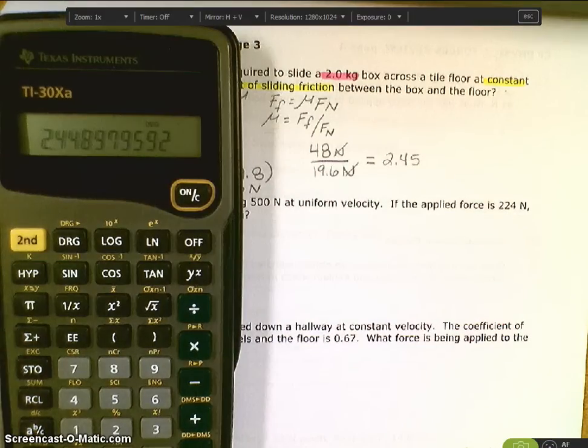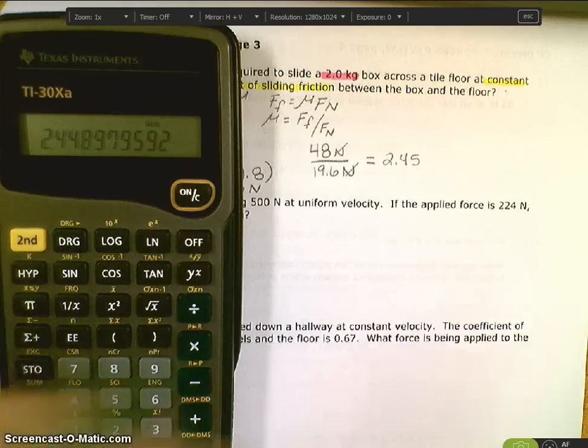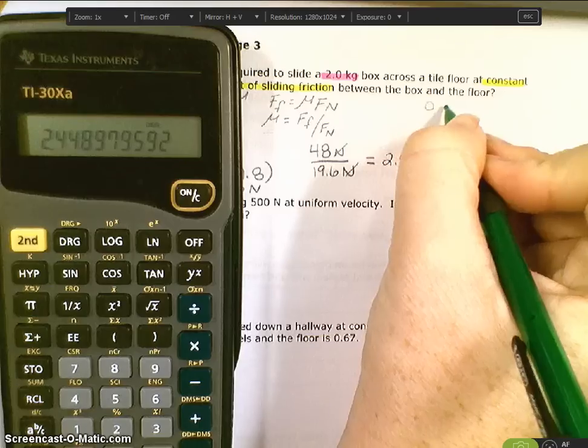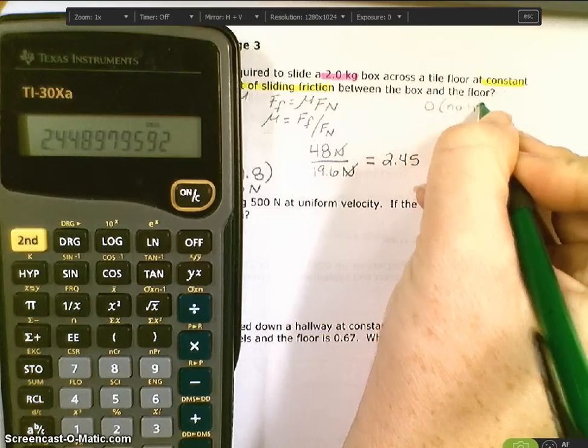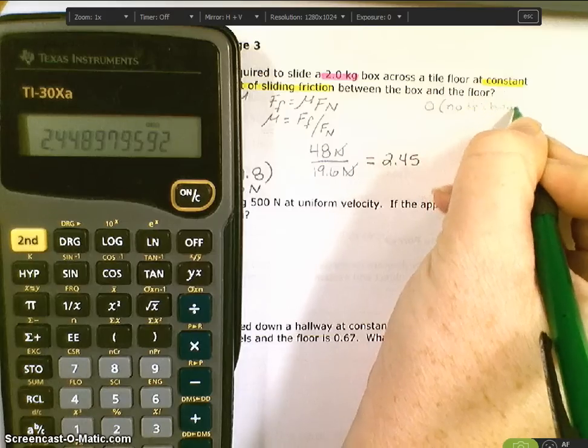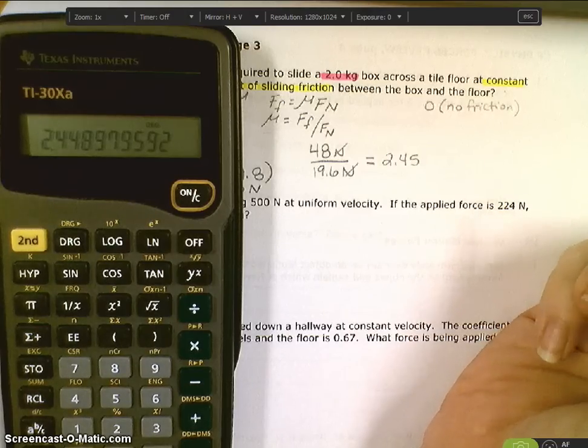Units have canceled out. Now, some of you figured this out in class and said, Miss T, you said that the coefficient of friction should be between 0 and 1. That is true. It is typically between 0 and 1. 0 is no friction at all. You can't actually walk on a frictionless surface. That's why it needs to be a little bit higher. If the surface was truly frictionless, you would fall on your face every time.